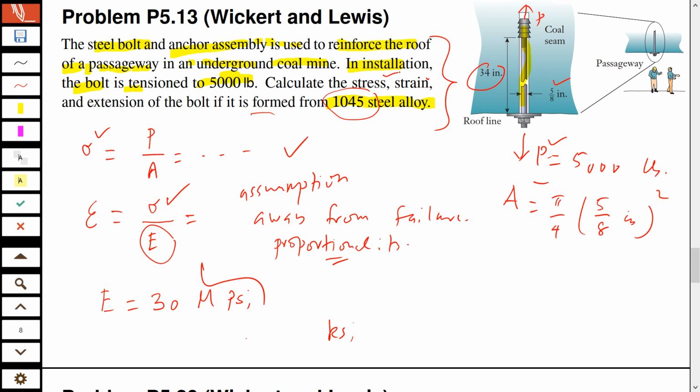अब stress भी पता चल गया, strain भी पता चल गया. The rest is the extension. Extension आपको पता है वो कहाँ से कैलकुलेट करनी है. डेल्टा L equals strain times L. strain आपने यहाँ से कैलकुलेट किया और L आपको अब समझ आ गया कि ये 34 इंच आपको यहाँ पे हेल्प करेगा. This will be used in this calculation. ठीक हो गया?